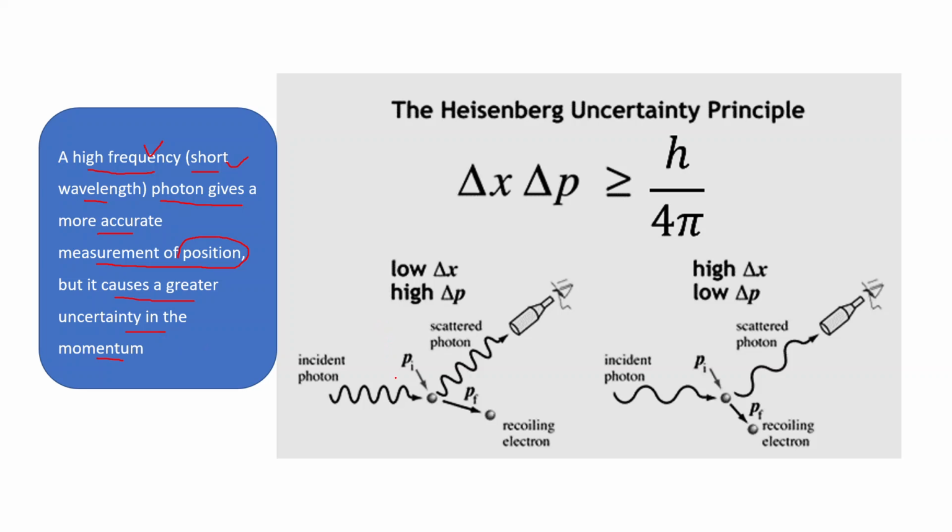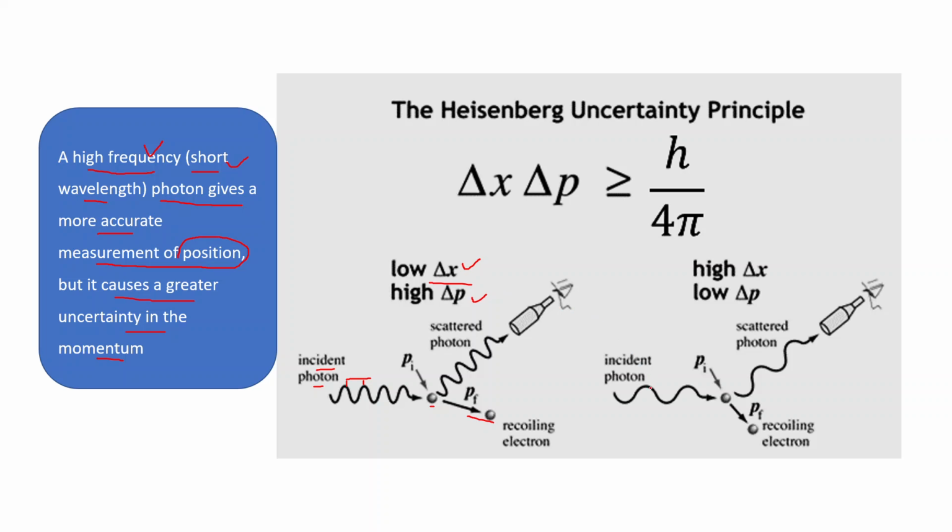Again, you can say this is the incident photon, and this wavelength is a short wavelength. Short wavelength means high frequency. High frequency means high energy. Then after the collision, its momentum will be uncertain, or its velocity will also be uncertain. But if you use it like this, low delta x, if this wavelength is short, then uncertainty in position is low, but uncertainty in momentum is high.